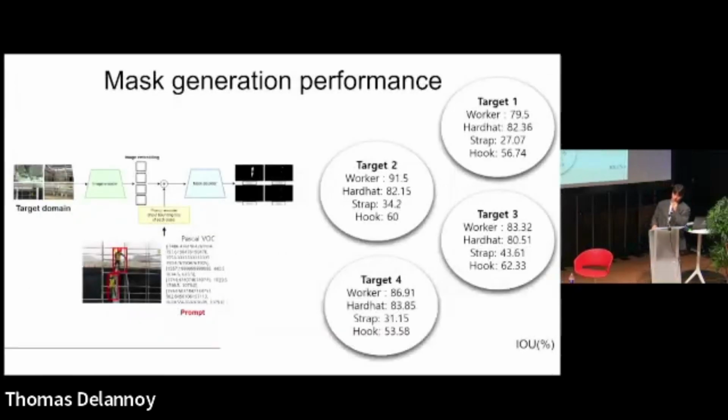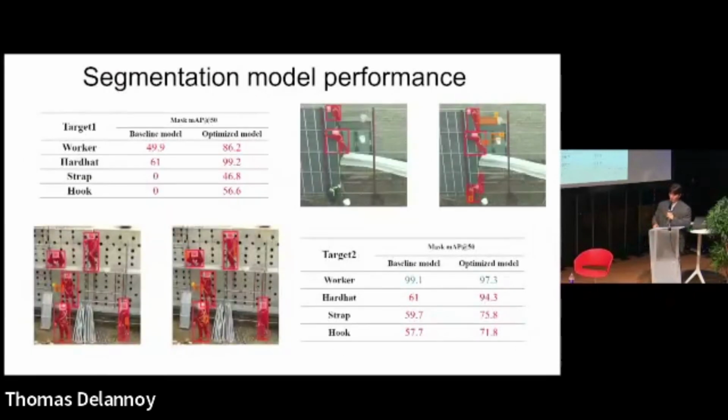Next is the result of using SAM to automatically generate mask label data to improve the segmentation model performance in the target domain. For large objects like the worker and hardhat classes, the performance was very high. However, for small objects like strap and hook, the performance was lower. This is the performance compared between the baseline model and the optimized model.